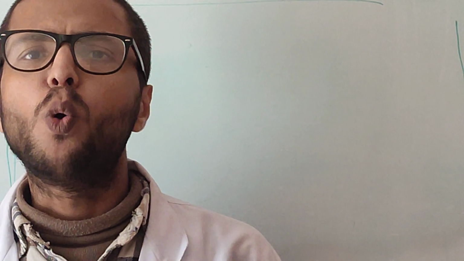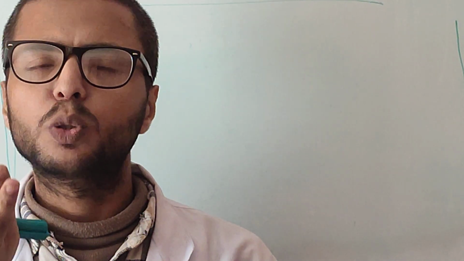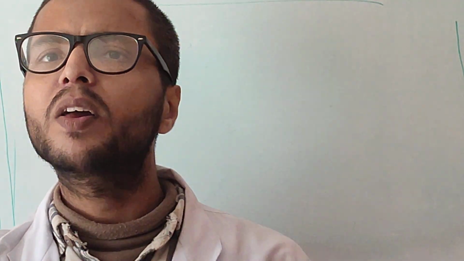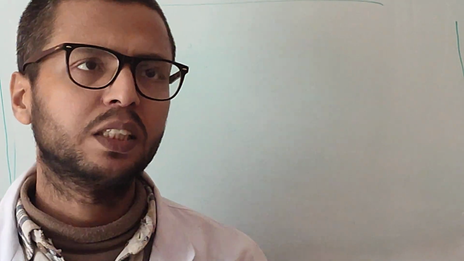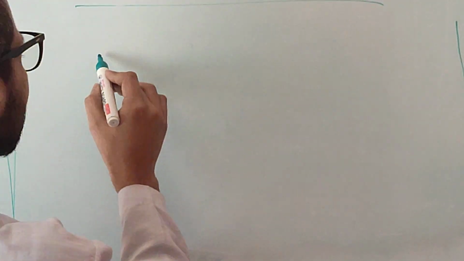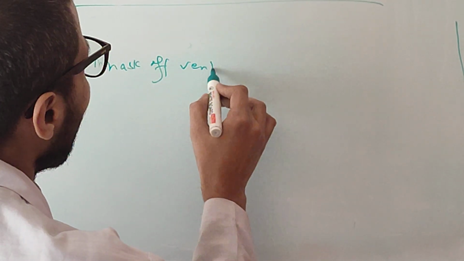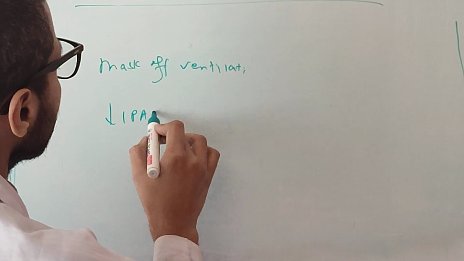Now you should also know when to wean the patient off ventilation. Obviously the same thing: you should see the clinical status, you should see the ABG status. If it is improving, then you can think of weaning. And in weaning there are two strategies. One strategy is called mask off ventilation, and another strategy is decreasing IPAP.